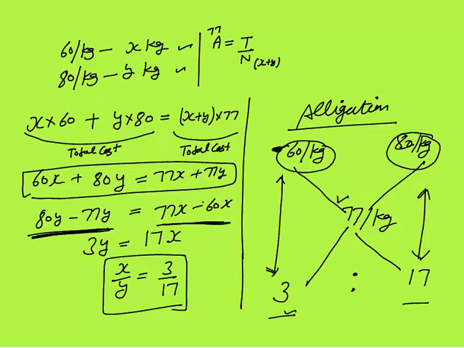I am just bolding it. This equation, 80y minus 77y, you can represent it in this form. That's the only difference. Why are we doing alligation? Because it will make our questions very easy. So again I am explaining: you have to write the two things to be mixed, 60 per kg, 80 per kg, and average is 77 per kg. You will get the ratio in which the things are mixed. This alligation method is used in many questions. Wherever the average is given of two things, you can always use alligation.